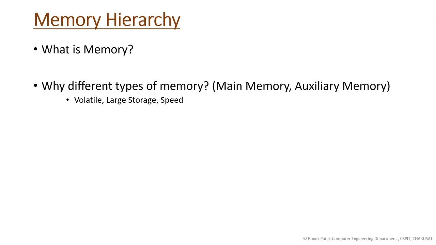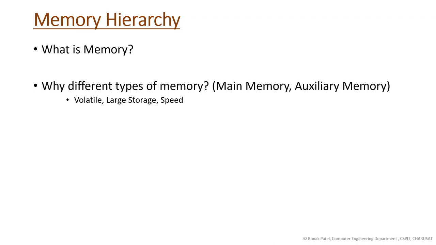Which are the different memories you have? You have main memory, you have auxiliary memory. Main memory, as I have told you, has a direct connection to your CPU. Your auxiliary memory stores your data permanently, meaning your hard disk and magnetic tape, those are the auxiliary memory.